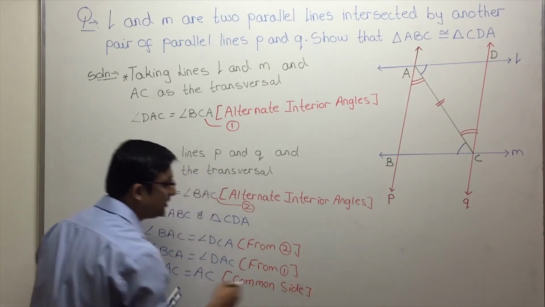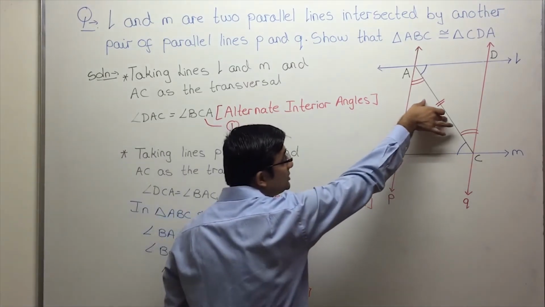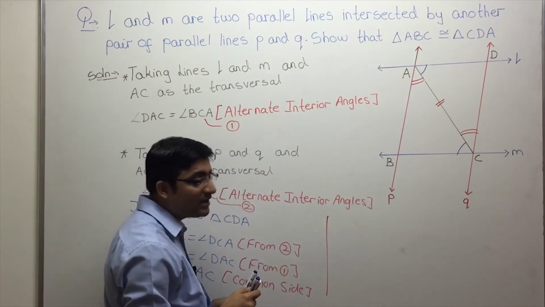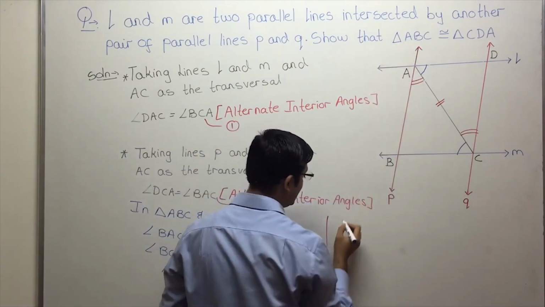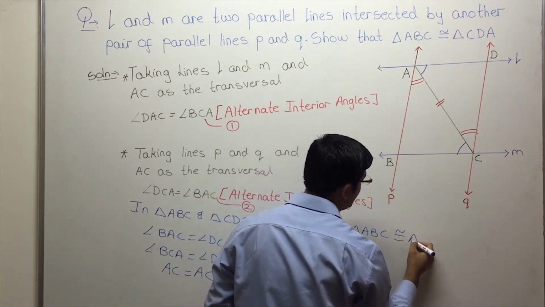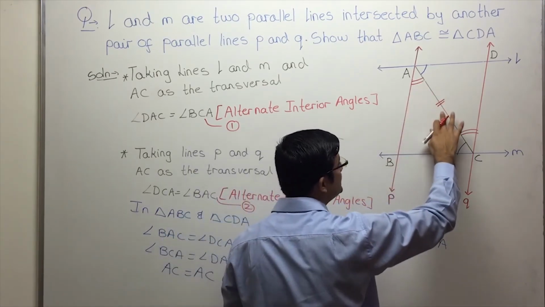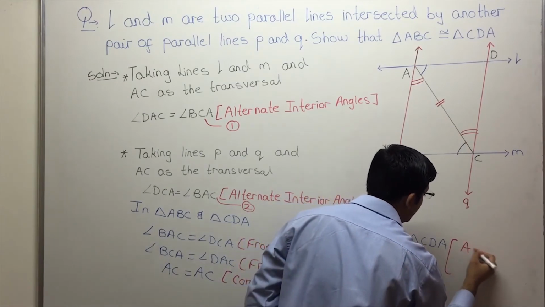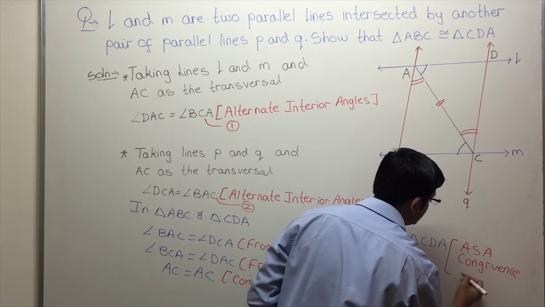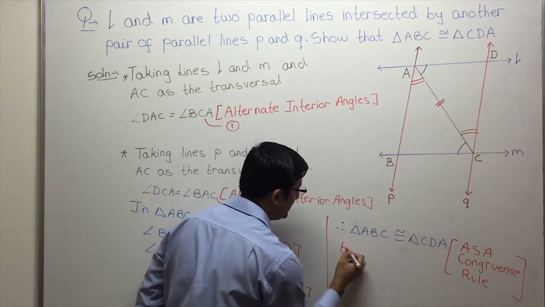So what do we observe? In two triangles, two corresponding angles are equal and the included side is also equal. So ASA criteria. So the two triangles are congruent and we don't have to worry about the congruence statement. Why? It is given to us over here. So therefore, triangle ABC is congruent to triangle CDA. What is the reason? ASA criteria. Angle, side, angle. So you can mention over here ASA congruence rule. So hence we have shown the two triangles are congruent. So you can write over here, hence proved.